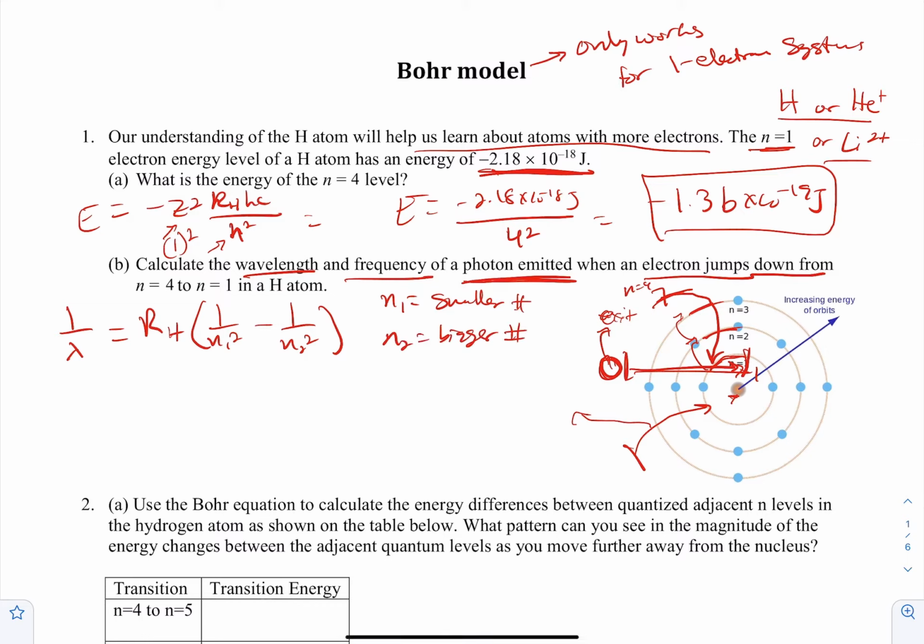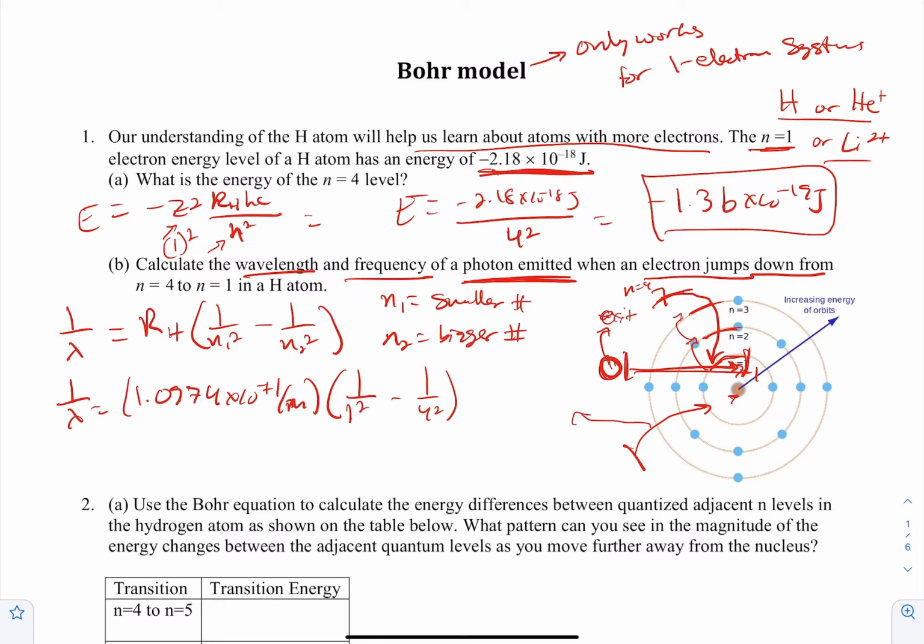Okay, so in this case, what I'm going to say is 1 over wavelength is equal to the Rydberg constant that you have in your equation sheets, 1.0974 times 10 to the 7th. The unit is 1 over meters. And then I multiply that by 1 over what? 1 squared minus 1 over 4 squared. Okay.